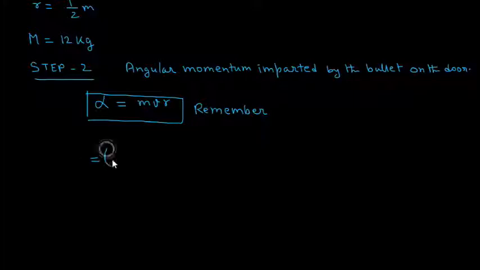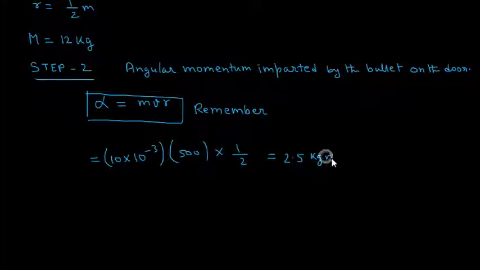Now put the values. So m is equal to 10 into 10 to the power minus 3, v is equal to 500, and r is equal to half. Upon solving, we get 2.5 kg meter square second inverse. This is equation 1.